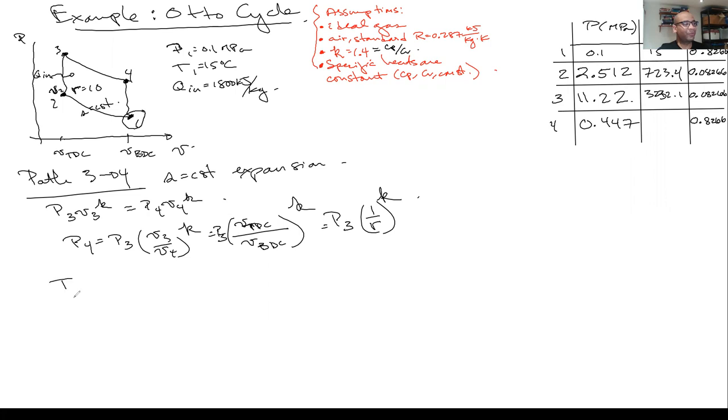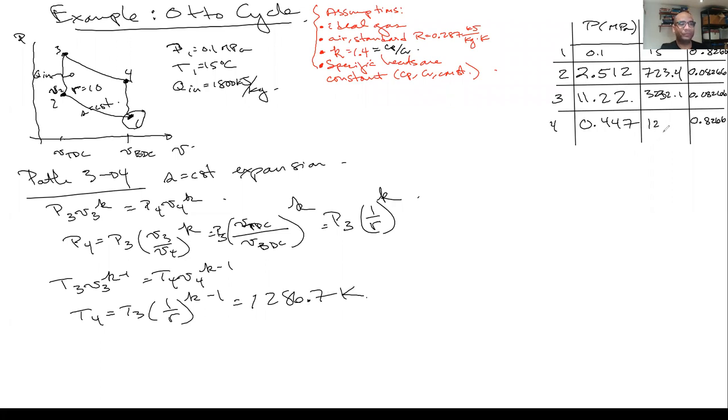So we have the same thing for temperature. T3 V3 to the K minus 1 is equal to T4 V4 to the K minus 1. So T4 is equal to T3 times 1 over R to the K minus 1. And if I punch this in, we'll get 1286.7 Kelvin. And yes, I could have gotten this with P4 and V4. Then I could have gotten T4. Exact same answer.